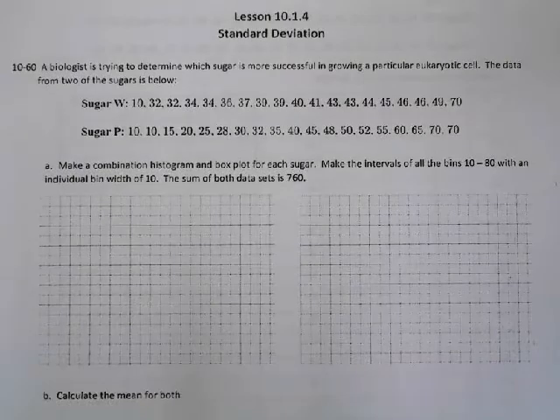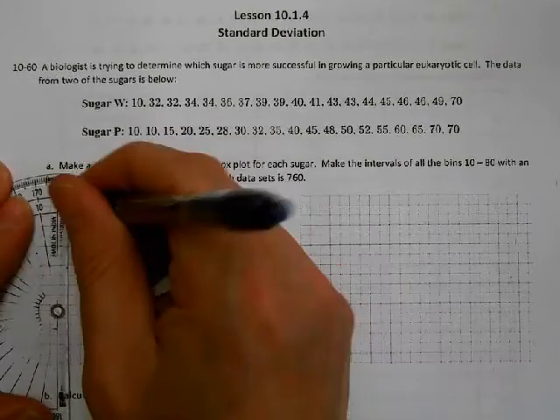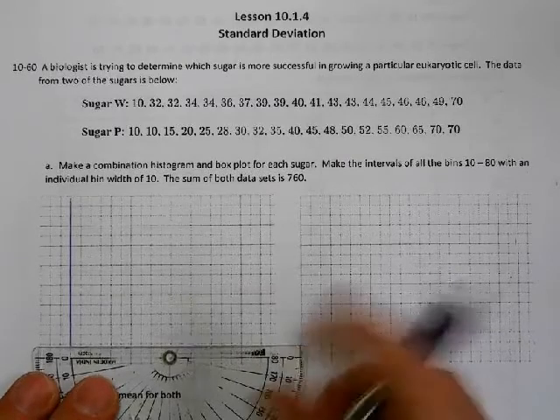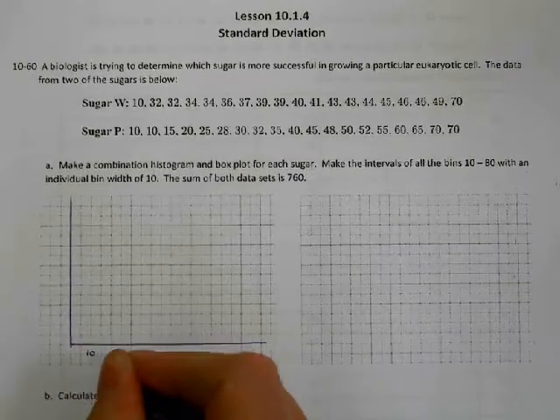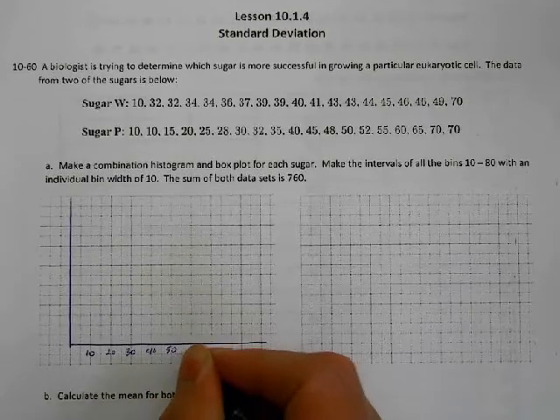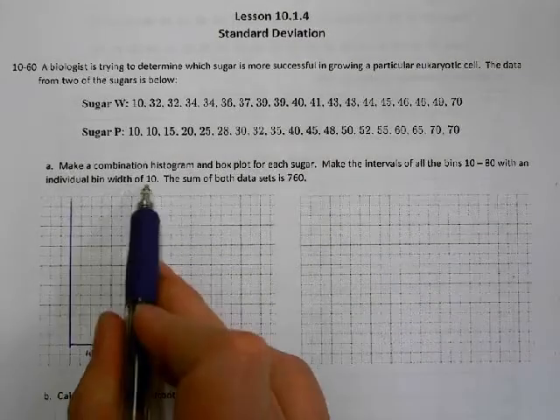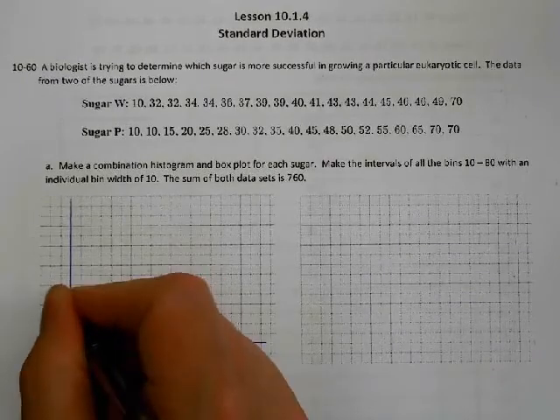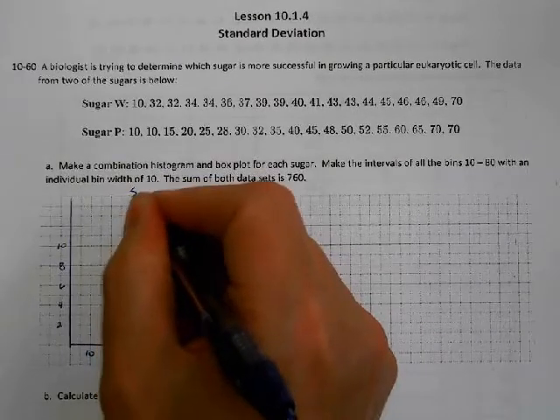We're going to make a histogram and a box plot, and they tell us where the intervals are, so that makes it really nice. Let's go ahead and set this up. This is going to be sugar W. So this will be 10, 20, 30, 40, 50, 60, 70, 80. They said to go from 10 to 80, and each bin is going to be a width of 10. Then we've got 2, 4. This is the frequency on this side. So we're looking at sugar W.